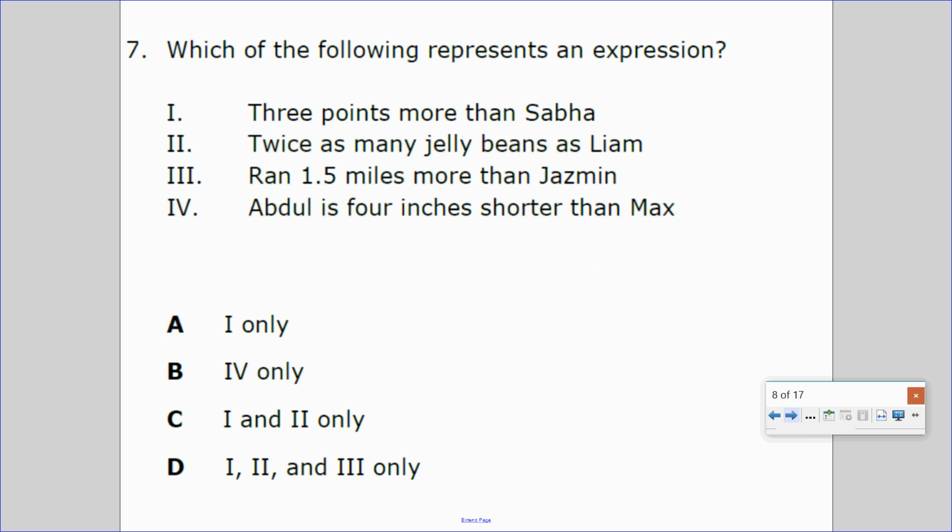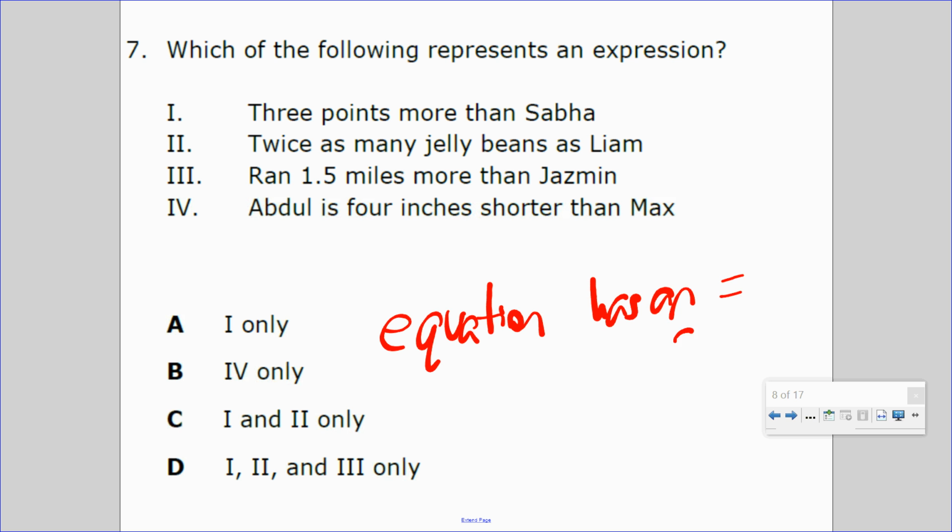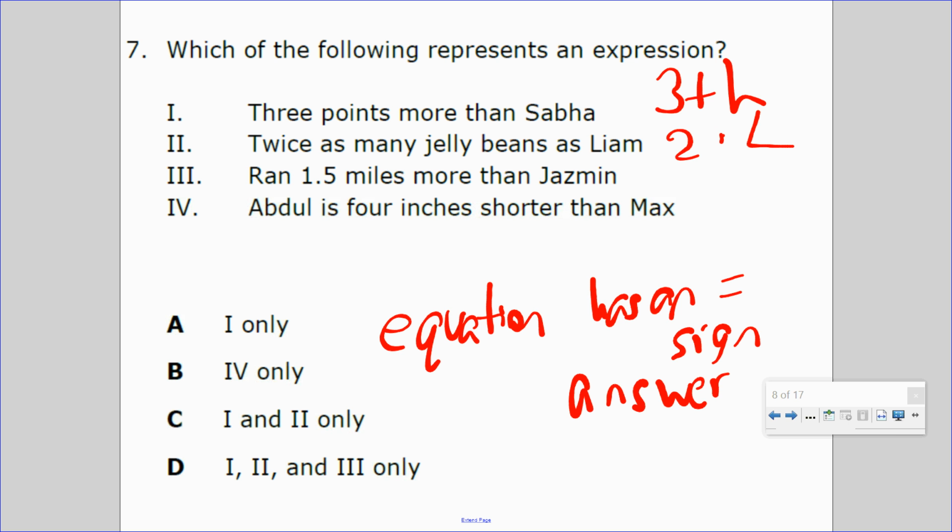Number 6, which of the following represents an expression? If you remember, an equation has an equal sign or an answer to it. So an expression must not have an equal sign. So let's look at the first one. 3 points more than Saba. Did they answer it? No. Any equal sign? No. Twice as many jelly beans as Liam. That's times. Did they answer it? Equal sign? No.